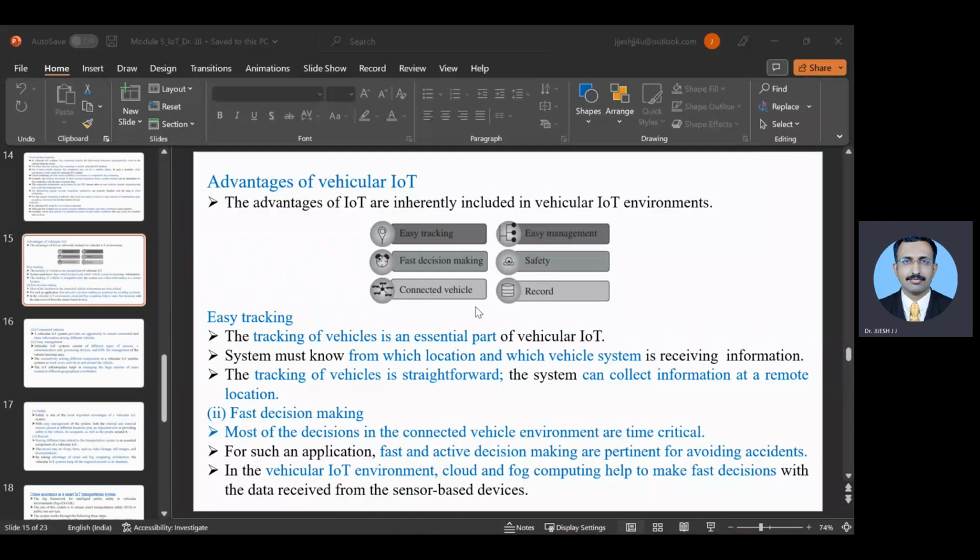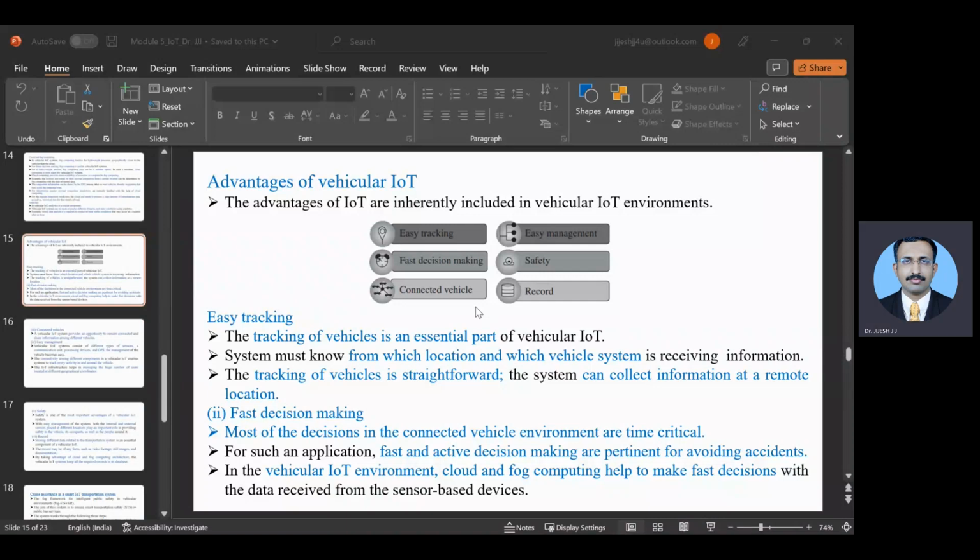Vehicular IoT: you know that there are internal and external sensors connected to the vehicle, and we will be collecting all the information necessary for the smooth transportation process. So we will now see some of the advantages of vehicular IoT. What are the basic advantages?